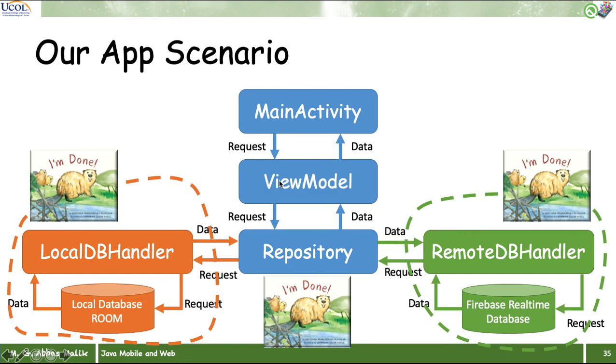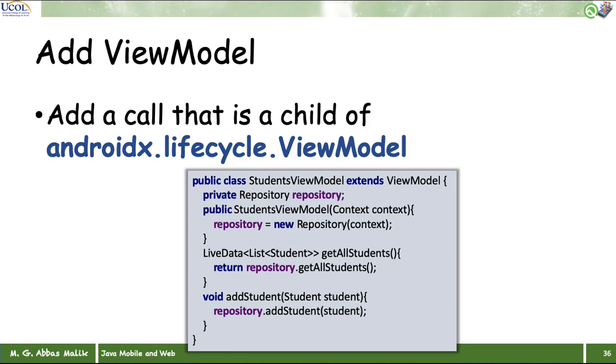And then we have to implement the view model. What is a view model? A view model is a class which is a child of ViewModel, coming from androidx.lifecycle.ViewModel. What is the purpose of the view model and the live data? They are lifecycle-aware components of your Android API. What do you mean by lifecycle aware?